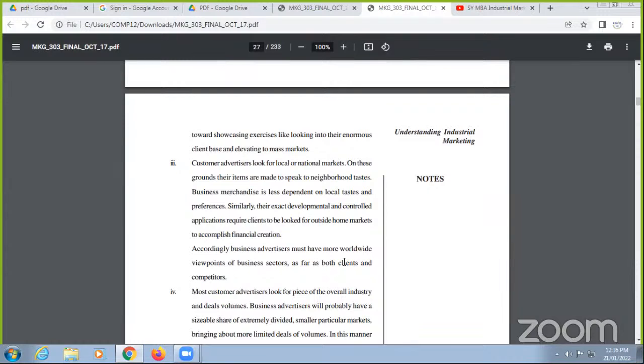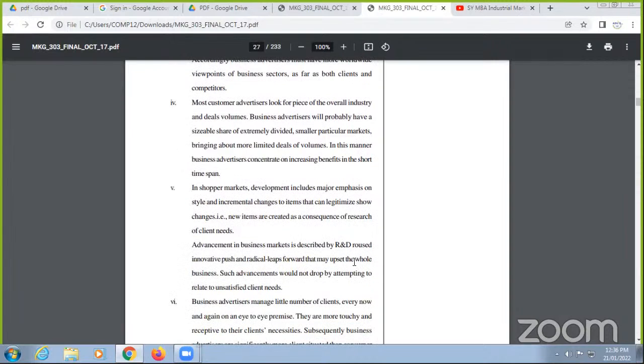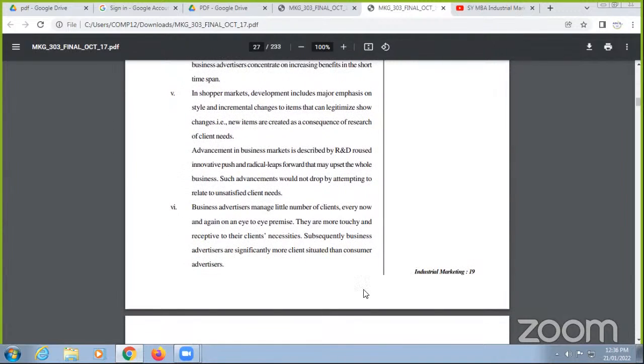Third, most customer advisors look for a piece of the overall industry and sales volumes. Business advertisers will typically have a sizable share or an extremely divided, smaller particular market, speaking about more limited volumes. In the consumer market, development includes major emphasis on style and incremental change to items. Business advertisers manage a limited number of clients, frequently on a face-to-face basis.